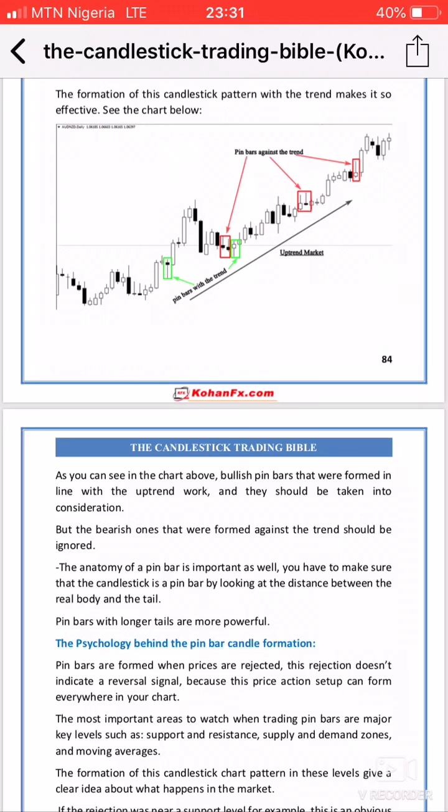As you can see in the chart above, bullish pin bars that were formed in line with the uptrend work, and they should be taken into consideration. But the bearish ones that were formed against the trend should be ignored. The anatomy of a pin bar is important as well. You have to make sure that the candlestick is a pin bar by looking at the distance between the real body and the tail. Pin bars with longer tails are more powerful.